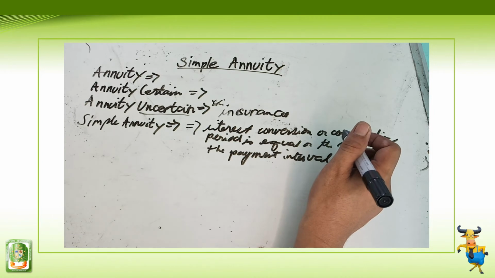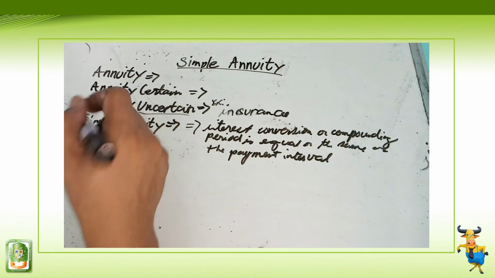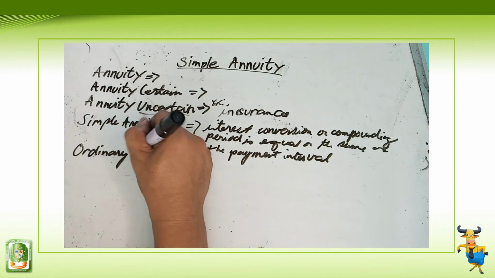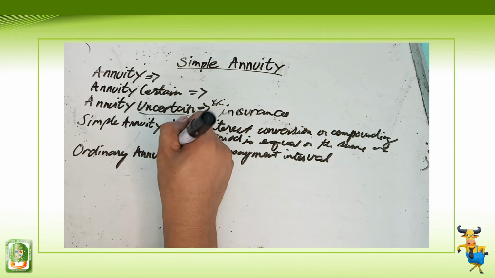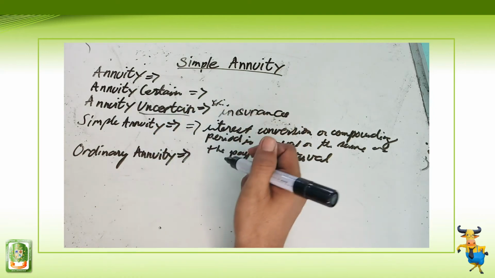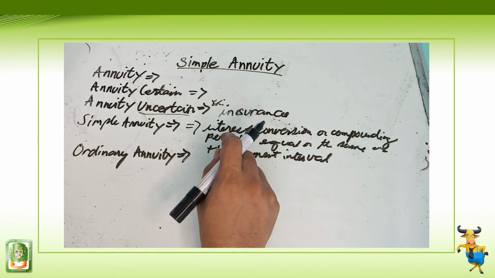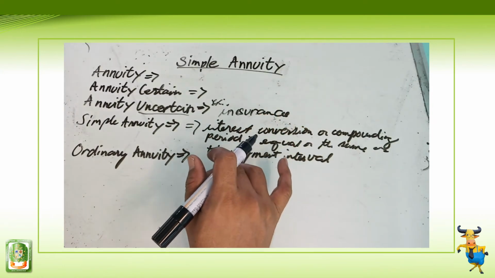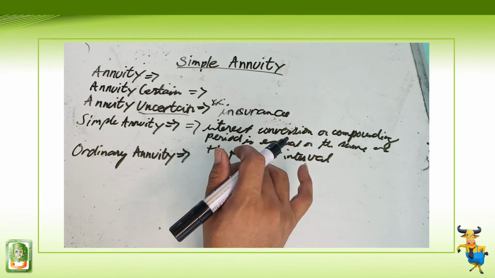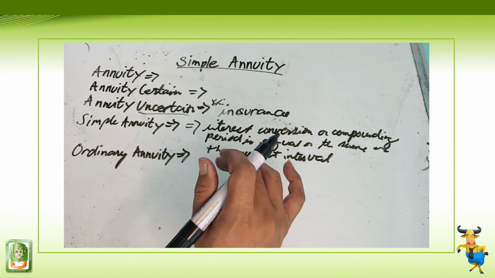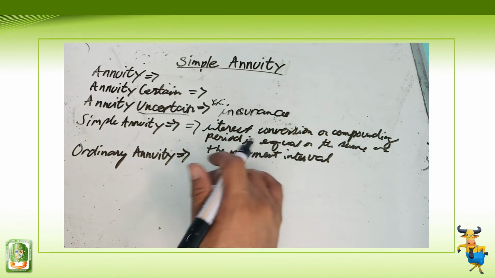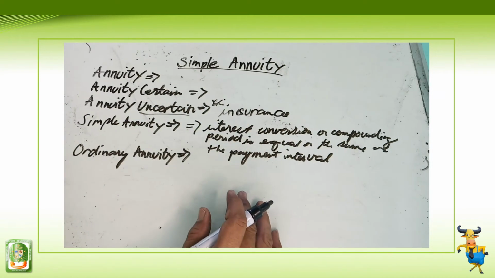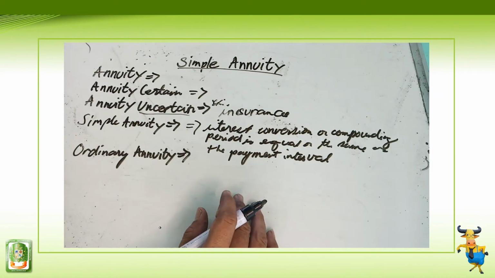Okay. So, pag ordinary naman, ordinary annuity, this one is an annuity in which the periodic payment is made at the end of each payment interval. Ulitin ko, the periodic payment is made at the end of each payment interval. At the end, hindi katapusan.